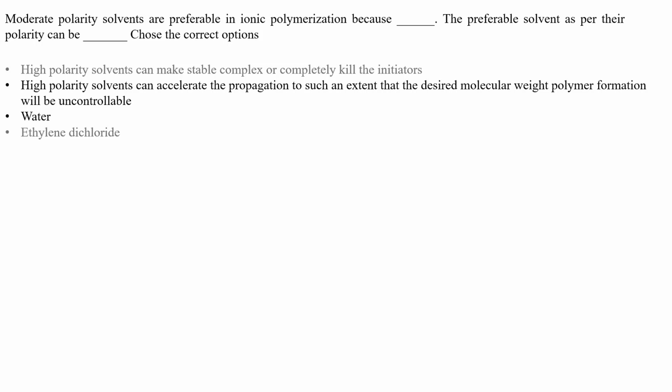And the second part of the statement is the preferable solvent as per their polarity can be. We have been given two solvents here in the options: water and ethylene dichloride. We know that water is a highly polar solvent, and from the previous statement, we can see that moderate polarity solvents are much more preferred. Ethylene dichloride is a moderately polar solvent, which is much more suitable for the process of ionic polymerization.